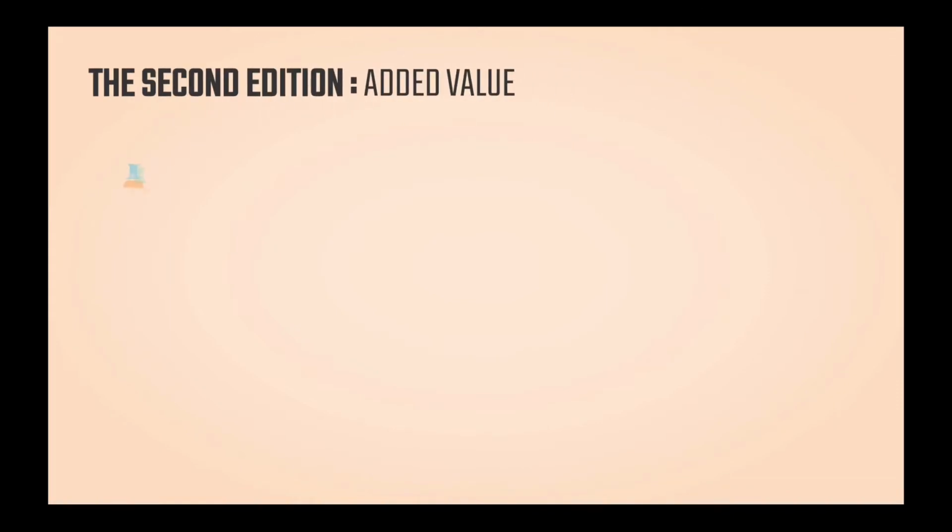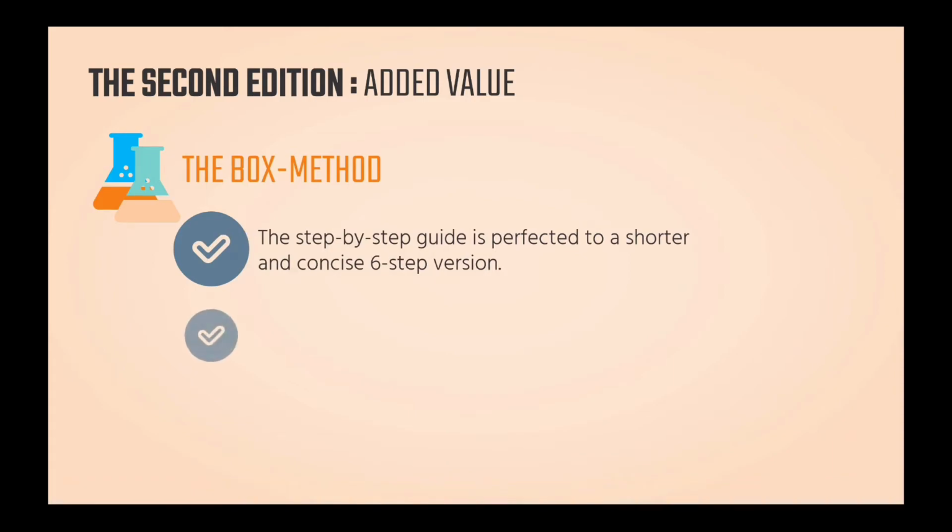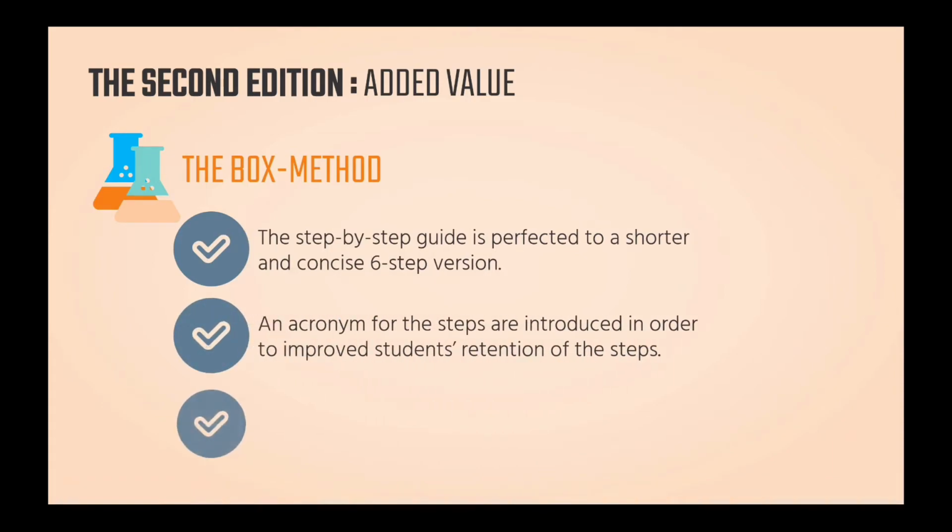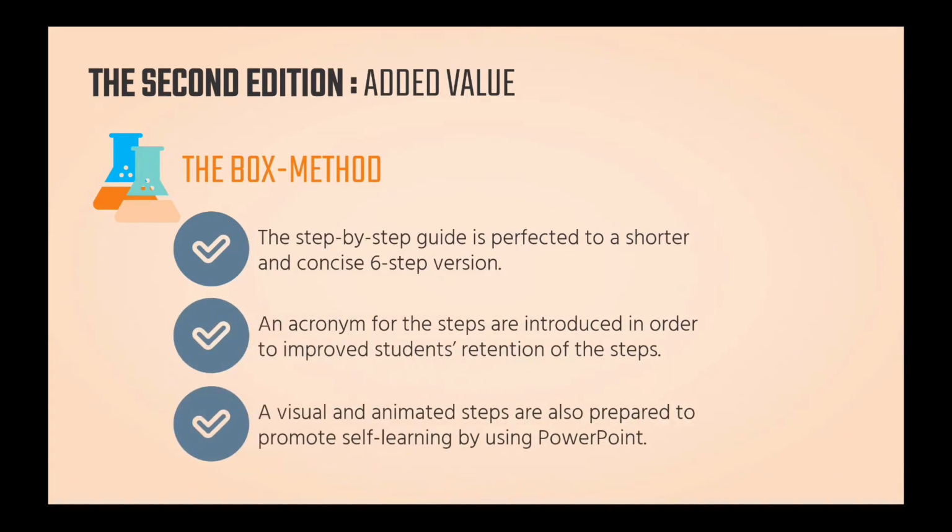The second edition, with added value, the box method. The students were given a step-by-step guide which is perfected to a shorter and more concise 6-step version. An acronym for the steps is introduced in order to improve students' retention of the steps, and visual aid and animated steps are also prepared to promote self-learning by using PowerPoint.